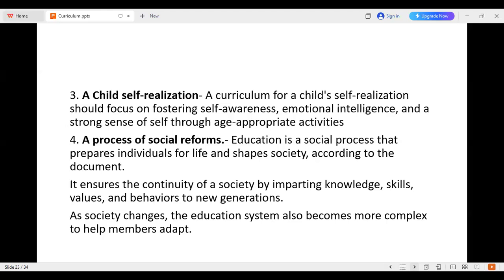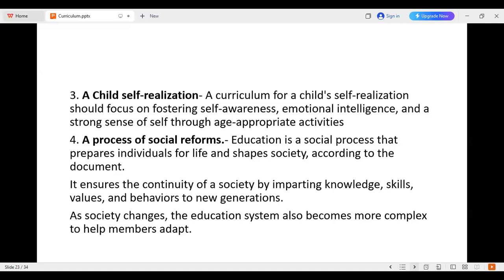Even in Sri Lanka, we have to motivate the children for self-learning, peer learning, group learning, authentic learning, experiment learning, experience learning, project-based learning. Whenever we design or reform our curriculum, we should consider the child self-realization approach or views.